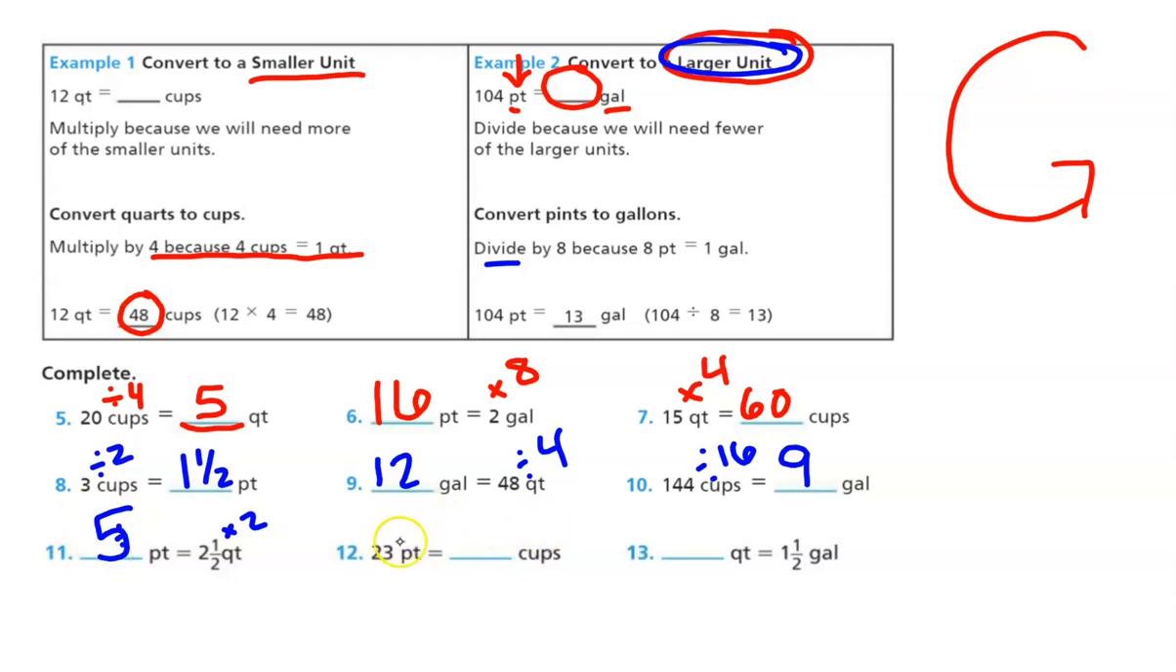Okay, this time I'm going from pints to cups, which is going to be a smaller unit, which is right here, which means I'm going to multiply. And there are 2 cups per pint, so I'm going to times that by 2 to give me 46. And then finally, this last one, I'm going from gallons to quarts. Gallons is a larger measurement, and I'm going into a smaller one, so I'm going to times it. And there are 4 quarts in a gallon, so I'm going to times it by 4. So 1 times 4 is 4, and then half of 4 is 2. So then 4 plus 2 would be 6.